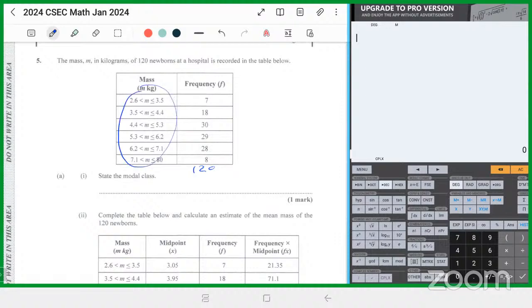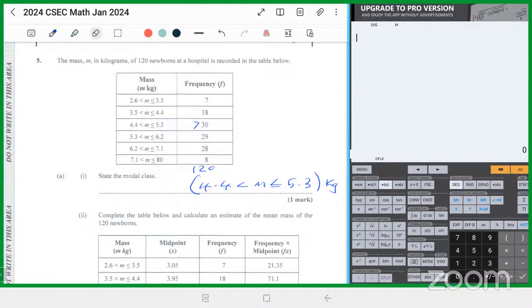So these are the masses in kilograms, and it's grouped data, so we're estimating everything. The first question wants us to state the modal class. The modal class is the one with the highest frequency. The highest frequency is right here, 30. So this is the modal class. We're just going to write it exactly as it appears there, which is 4.4 less than the mass, less than or equal to 5.3, and this is all in kilograms. So we must say kilograms. All right, so that is that one.